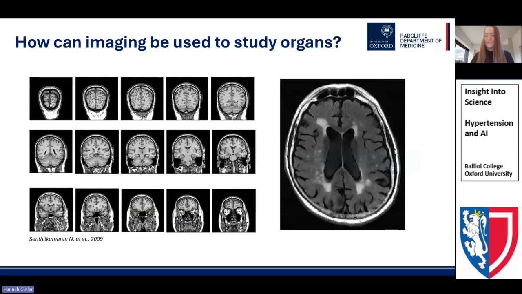Okay, anyone know what this organ is? So this one might be more obvious. Yeah, brilliant. The brain. So again, you can take MRI, you can take CT pictures of the brain, and you can calculate total volumes of the brain. You can also look for white matter lesions. So the white matter lesions are these white spots here, and they can show, again, disease in patients.